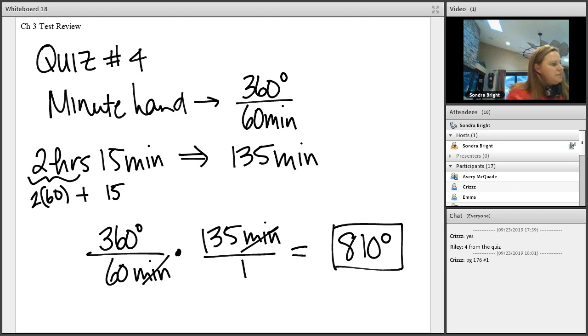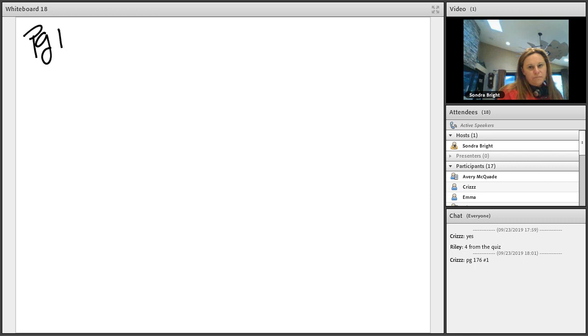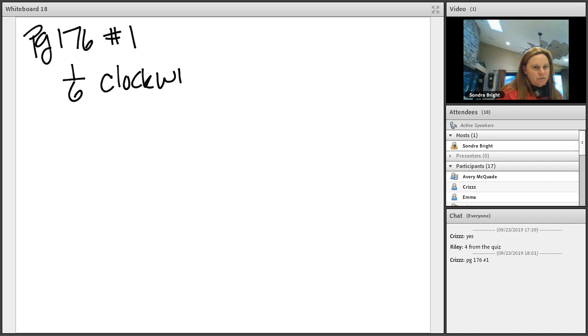Page 176. Number 1. All right, so it says find the degree measure of an angle formed by 1/6 clockwise rotation. And we want degrees.